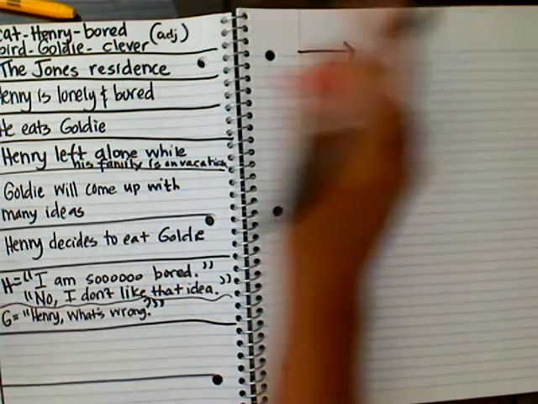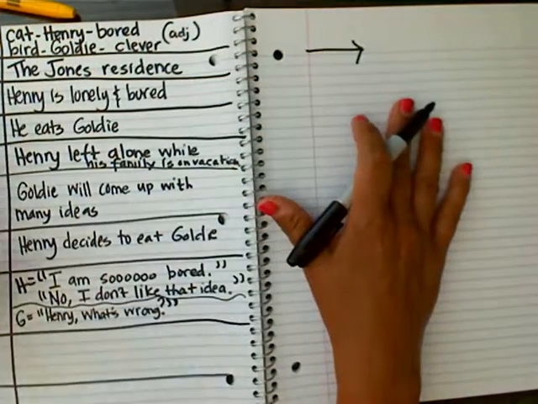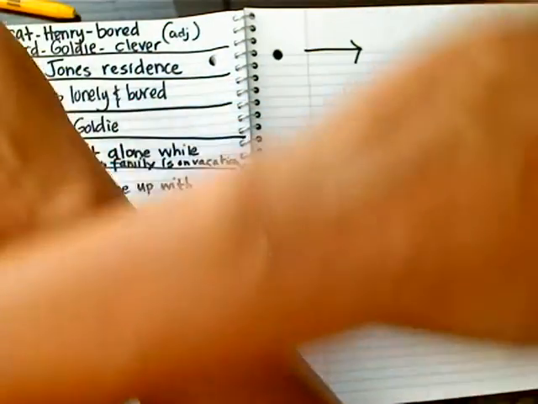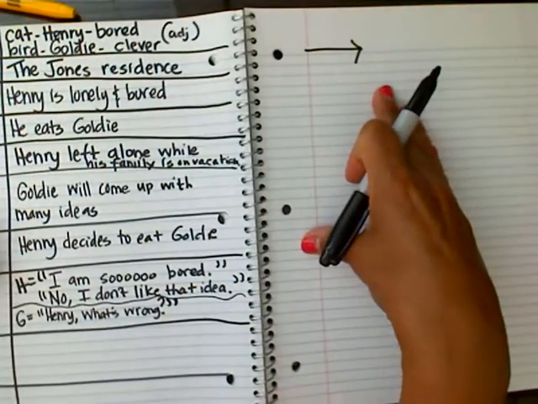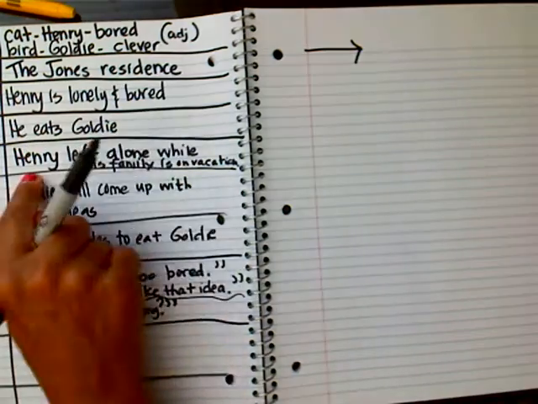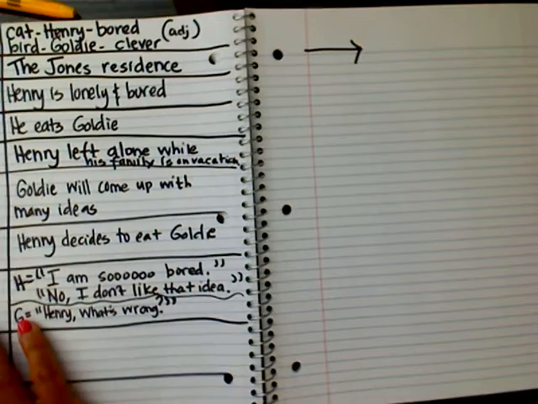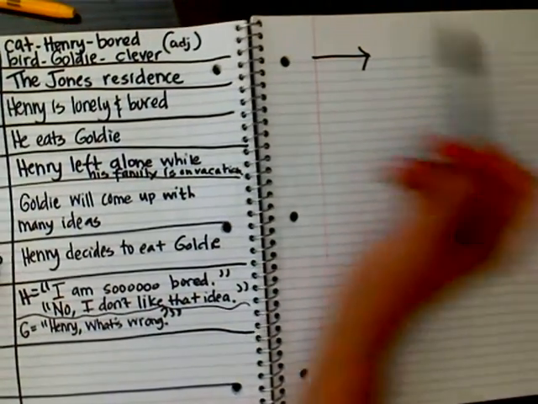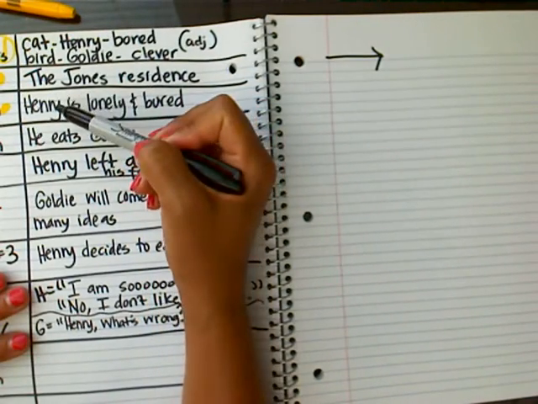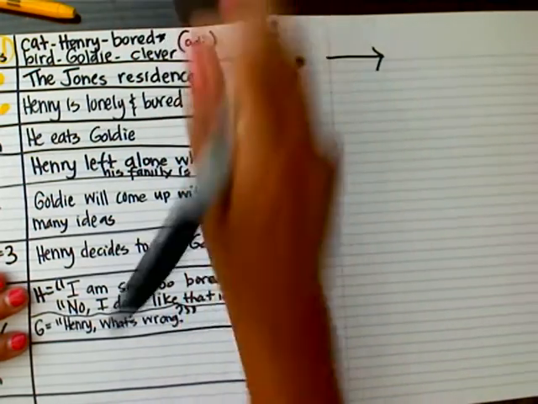story going. And the best part about this over here is that I have it all organized so I can kind of throw it in here. Now, what I am not going to do is copy this right here, because this is not a story. The Jones residence, Henry is lonely, bored, he eats Goldie, Henry leaves him alone. No, I'm not going to do that, okay? Also, a no. All right, so in my very first sentence, I'm going to try to say the problem and a setting, and I'm going to mention my main character, which is Henry, okay?